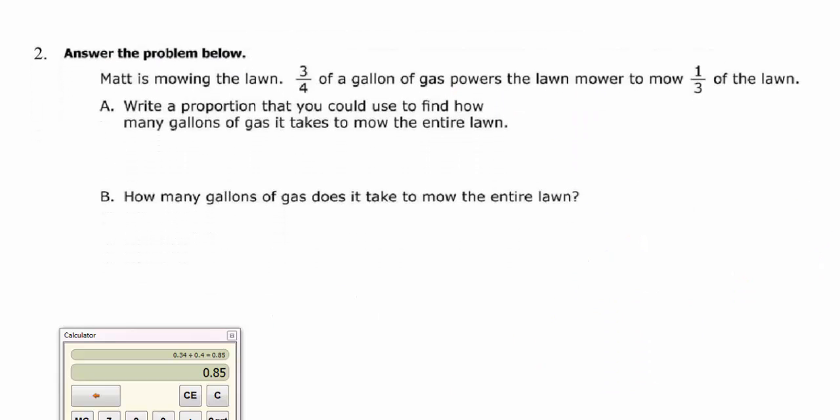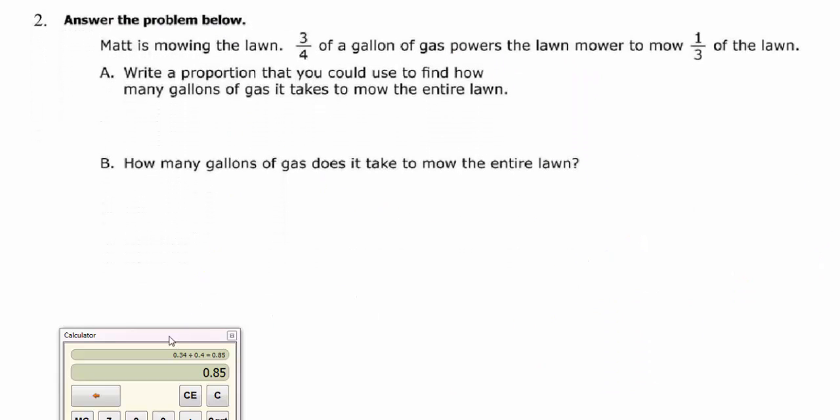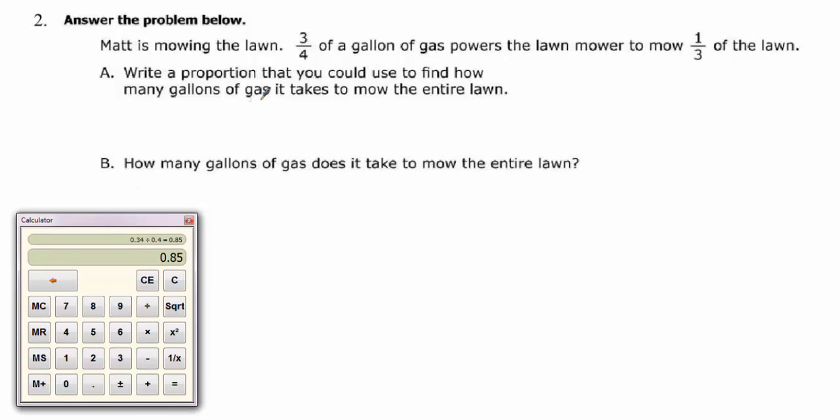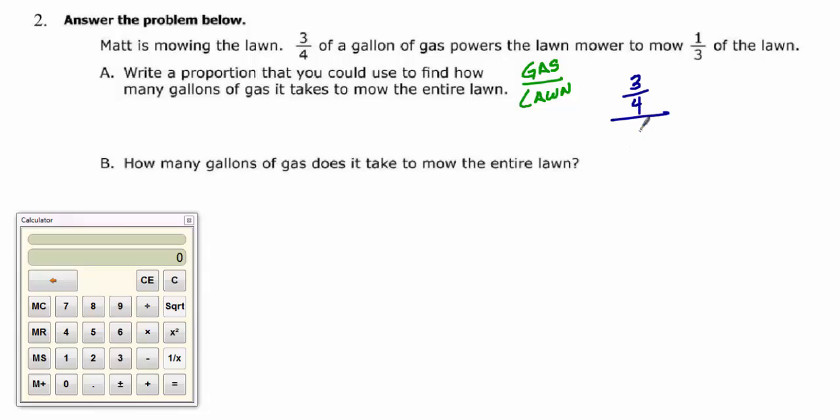All right, here we are in problem number 2. So Matt's mowing the lawn again. Matt's a busy young guy. Mowing another lawn. I'll leave my calculator down in the corner here. 3/4 of a gallon to mow 1/3 of a lawn. So once again, that first ratio, or both ratios actually, are based on gas to lawn. We know that 3/4 of a gallon will mow 1/3 of a lawn.